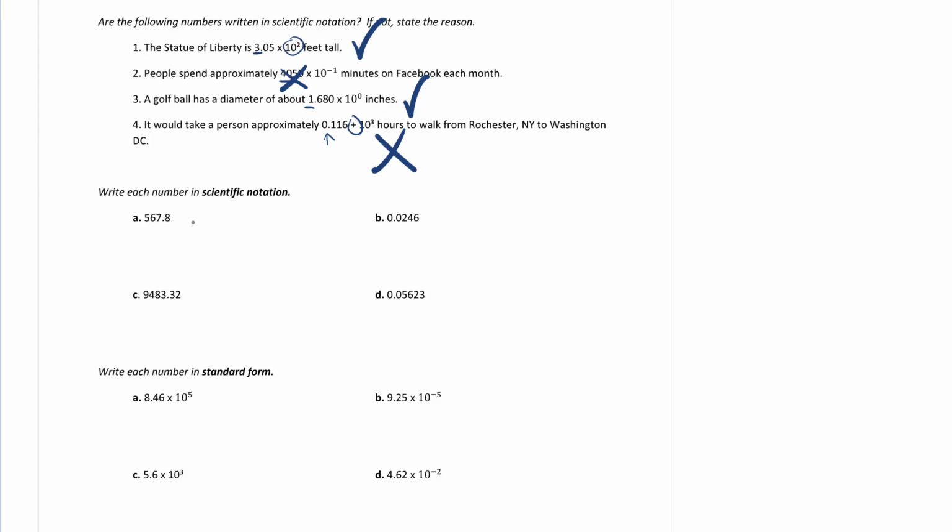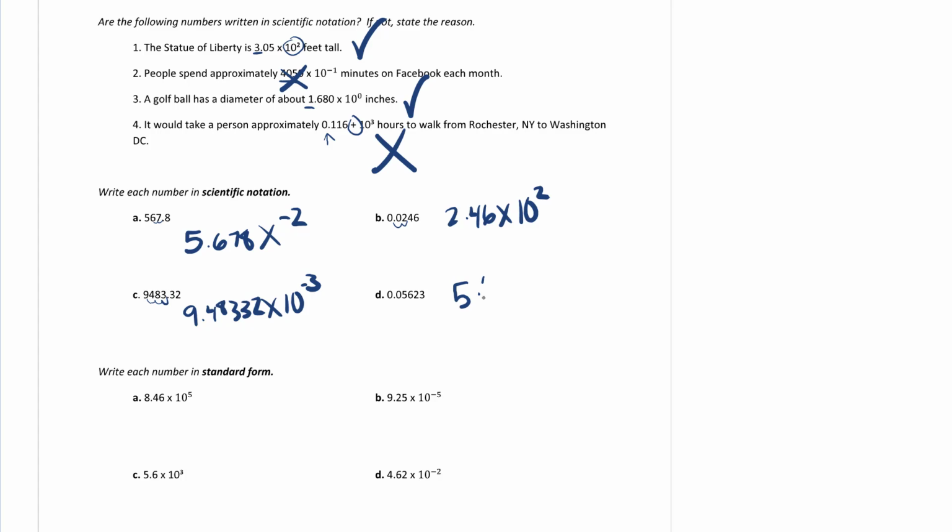Scientific notation 567.8. I need to make it a single digit, so I'm going to move the decimal twice. And by moving the decimal twice to the left, 5.678, this is times 10 to the negative, moving the decimal left, negative 2. I moved it left twice. Okay, this one I need to move the decimal right twice, so we'll do the same thing, 2.46 times 10 to the positive 2, because I moved the decimal right twice. This one I need to move the decimal 1, 2, 3 to the left. So this is 9.48332 times 10 to the negative 3. Likewise, 2 to the right here, so we have 5.623 times 10 to the second.